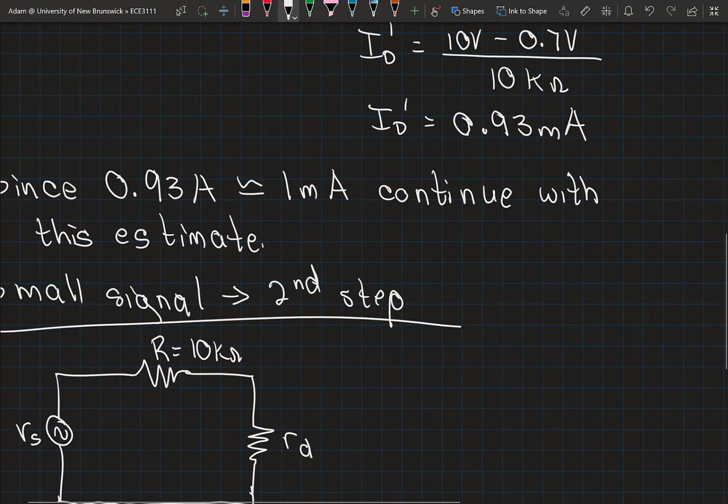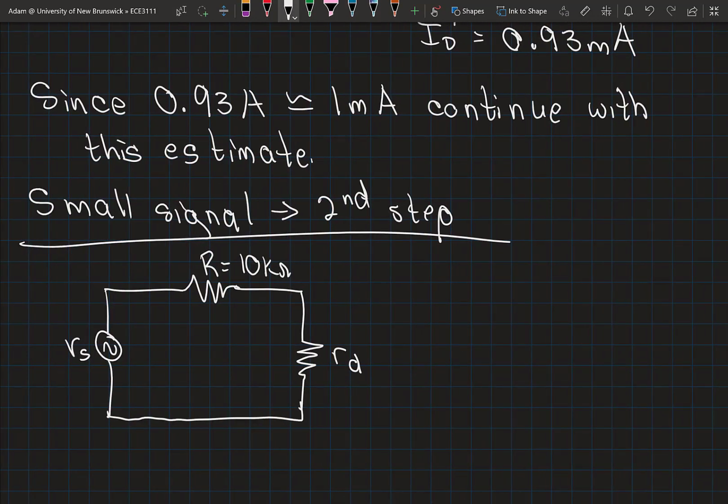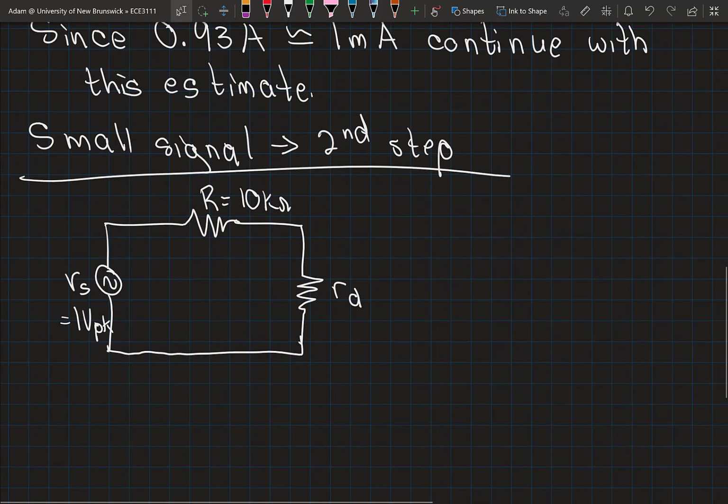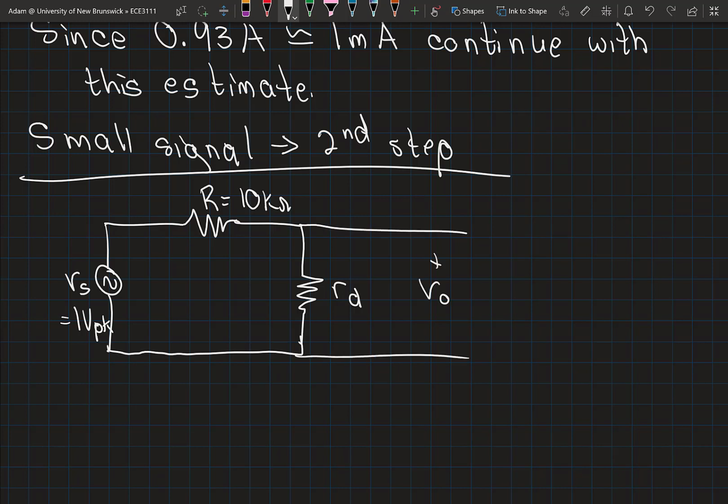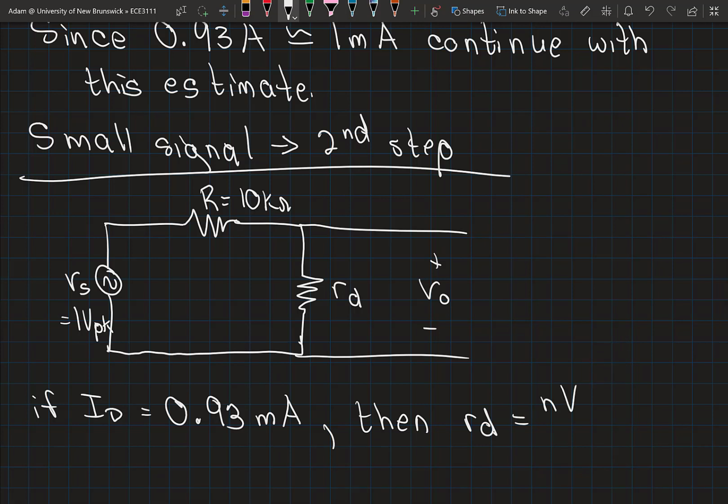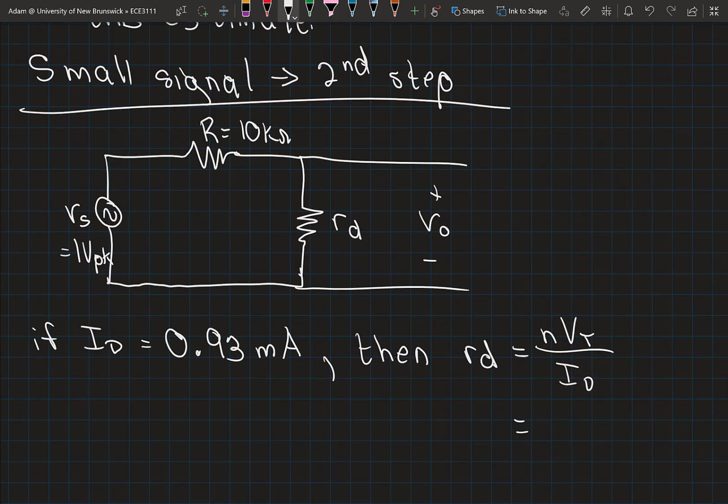and my small signal AC waveform that has 1 volt peak. Okay, and I can solve for my output voltage across this. The diode is just across this small signal resistance. So knowing that my bias current was 0.93 milliamps, I can solve for my small signal resistance because it's equal to n VT over my bias current.